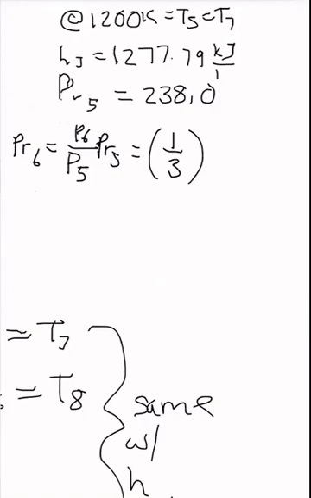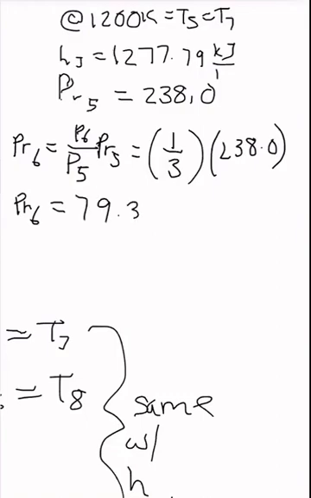That's our pressure ratio, but flipped now that we're in a different section of the graph. Times 232, because that was PR5. And then we're going to get a PR6 of 73.33, repeating.